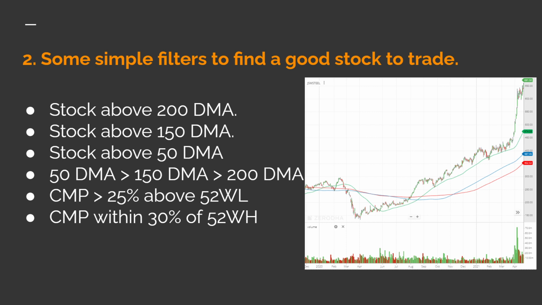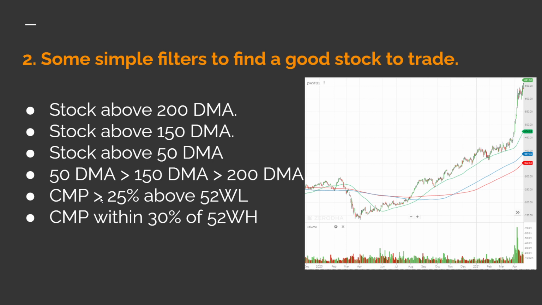Basically, this just shows the trade is biased towards going higher, and we trade in the same direction. Current market price should be greater than at least 25% of its 52-week low.